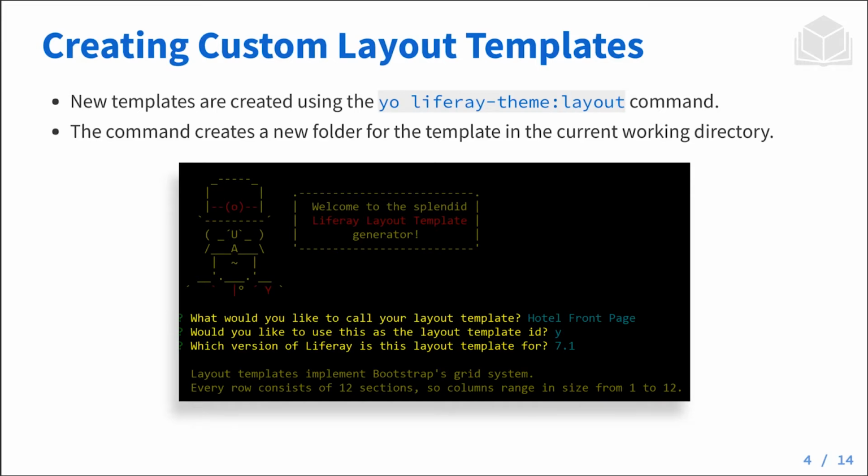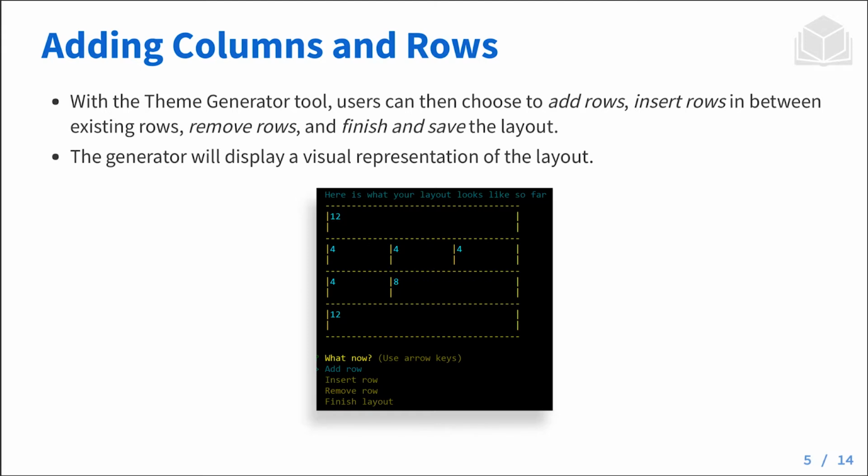We can run the yo liferay-theme:layout command. This is another generator for us. What this does is it allows us to determine the name and the ID, and then we can actually build our layouts using this tool without necessarily having to touch code at all. This tool allows us to add rows, insert rows, determine columns, and remove rows, and we'll see a graphic representation of our layout where we can save it and then deploy it like we would with a theme. So this is a really fast way to generate new layouts, to get the exact design we're looking for using that 12-column grid system, and then deploy our layouts to the platform.